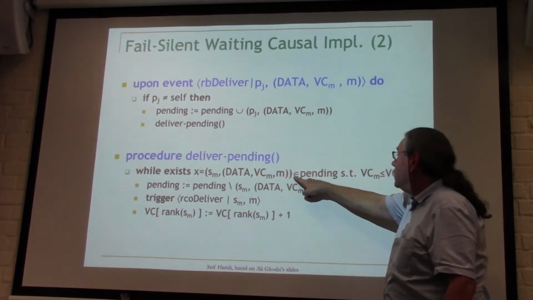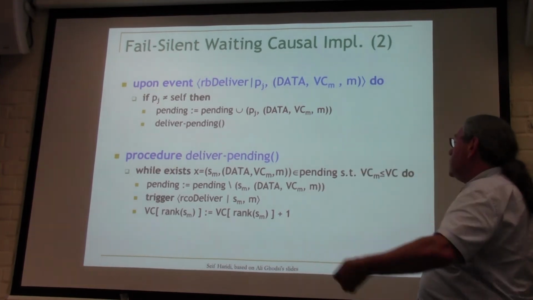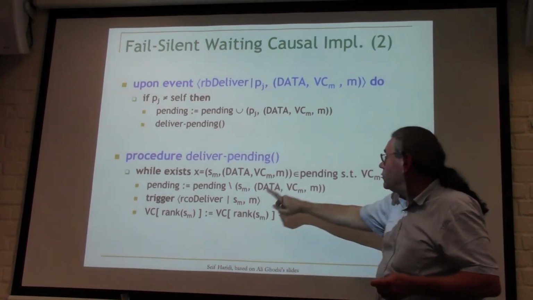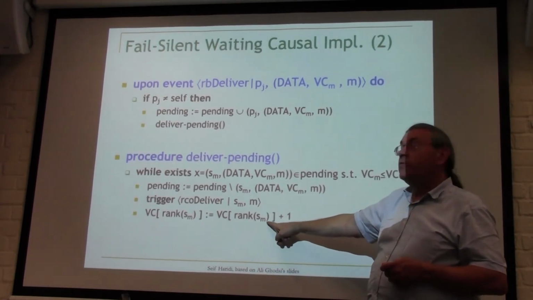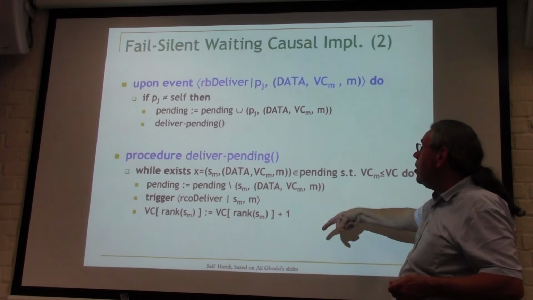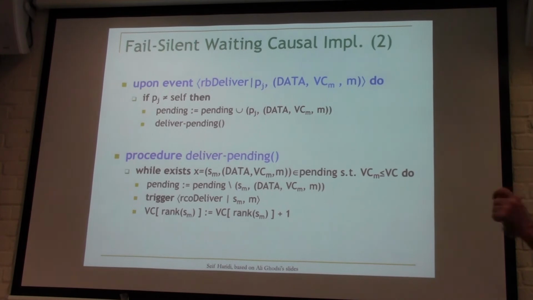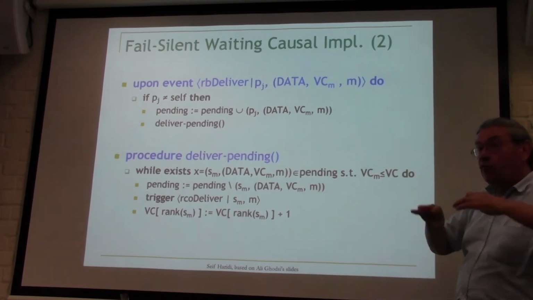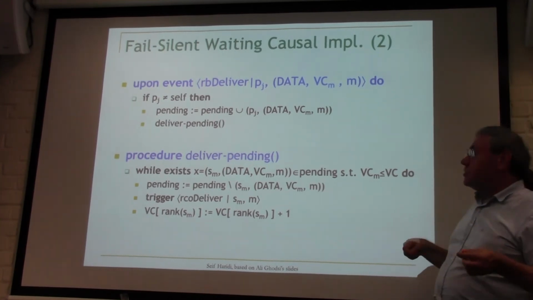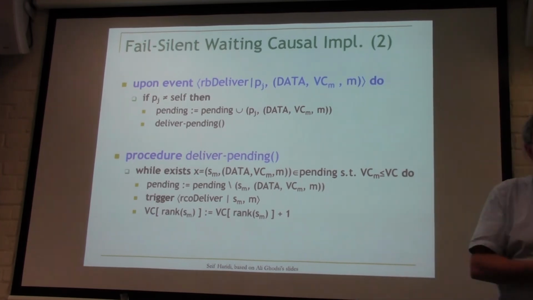While there exists, I'm looping through this pending set. As long as I can find an element such that this holds, I RCO deliver it, I update the vector clock, and I keep going. So this loop will keep going until there are no more messages satisfying the condition, because in a real system you might have hundreds of messages coming in. The fact that one message arrives might allow another message to be delivered.